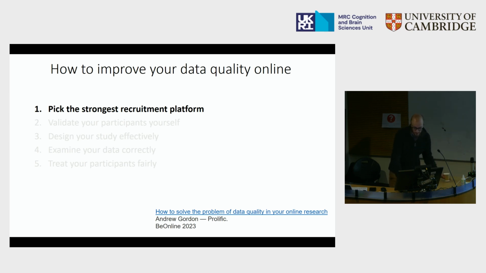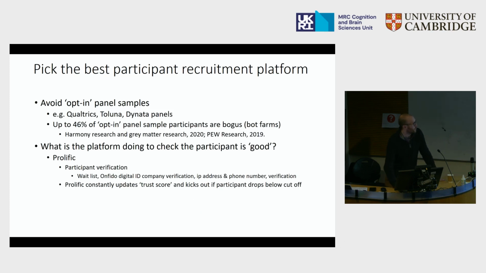So unsurprisingly, someone from Prolific did lead off with: pick the strongest recruitment platform. Unsurprisingly, Prolific did win, but there is data to back this up. The opt-in panels, such as Qualtrics, Toluna, Dynata, where essentially you can just, in 5 minutes, go on, sign up, and be doing an experiment straight away. There is research by Harmony Research and Grey Matter Research that found that 46% of the opt-in panel sample participants were bogus, so from bot farms or click farms. So it is quite important to pick your participant platform well.